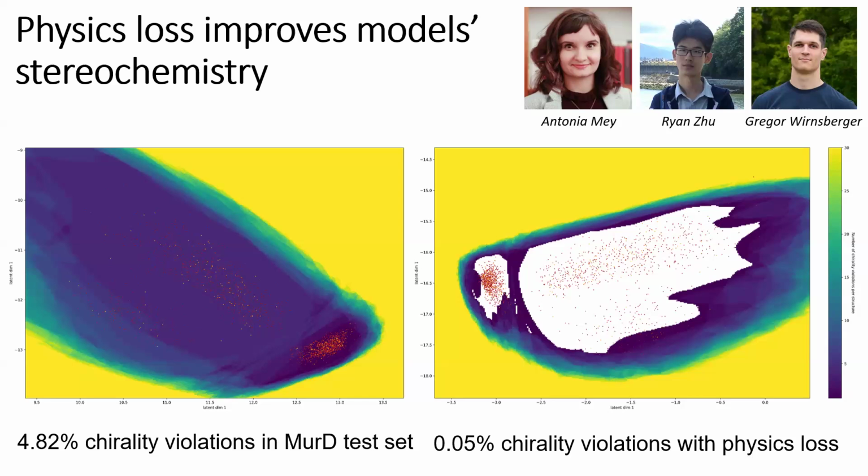Right, so this is telling us the loss function we're using is also helpful for stereochemistry. So, good stereochemistry, good RMSD, good DOPE score.